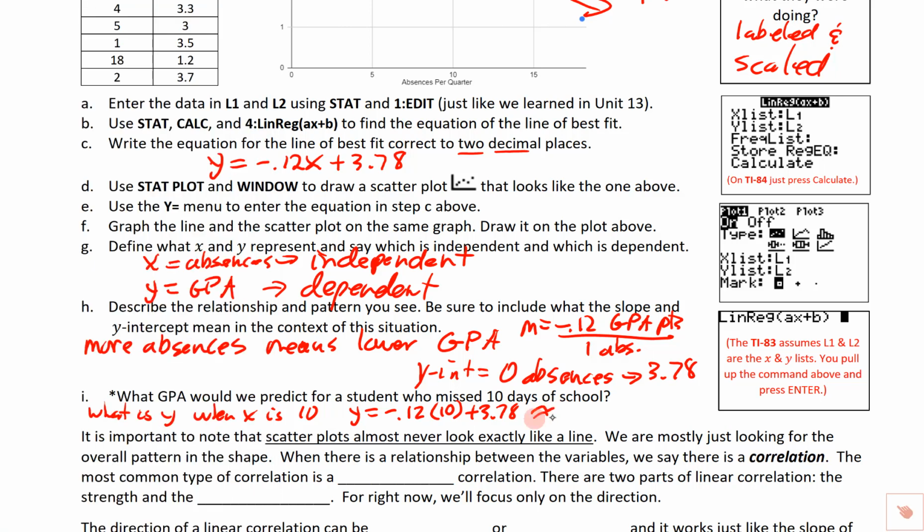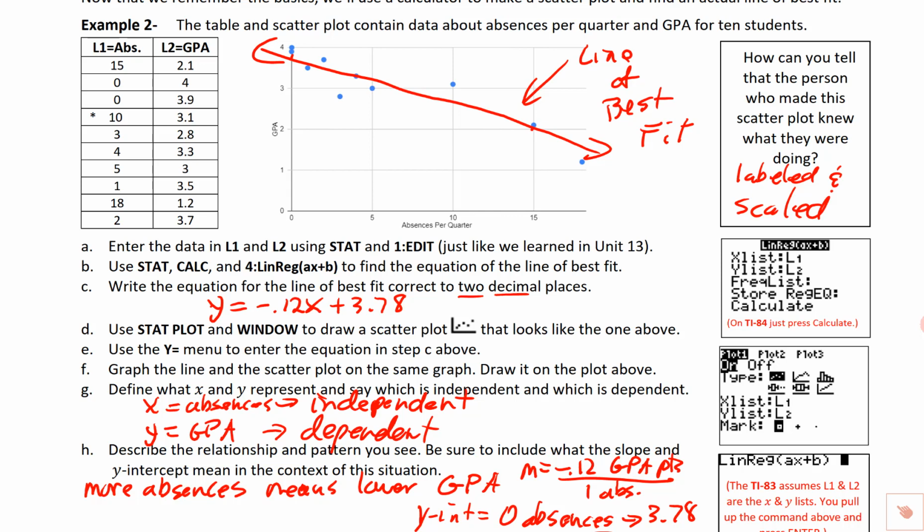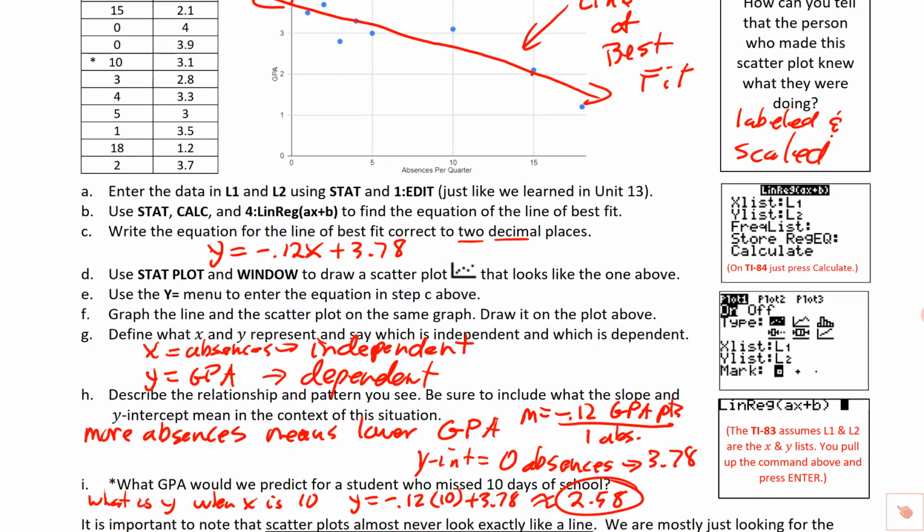So I'm going to put approximately 2.58. So we would predict that if somebody had 10 absences, they'd have about a 2.58. Now, I want to come back up here and take a look at this for just a quick second. We do have somebody who had 10 absences, okay? They had 10 absences and they ended up with a 3.1. In fact, you can see right here that this 10 absences would correspond to about a 3.1 right there.